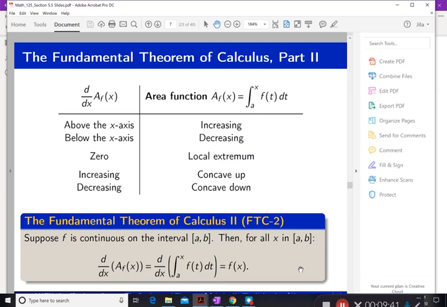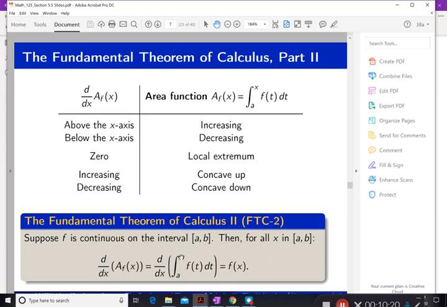And so the fundamental theorem of calculus 2 is going to confirm our suspicion. Suppose f is continuous on the interval a to b. Then for all x in a to b, the derivative of the cumulative area function A sub f of x, which is the integral from a to x of f of t dt, is going to be equal to f of x. So this is the fun part of it. The derivative of that integral is going to be equal to f of x itself.